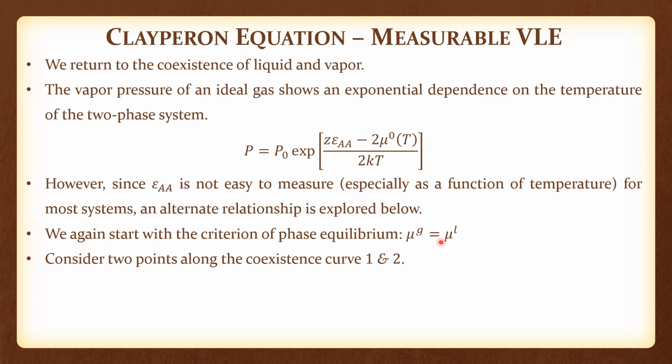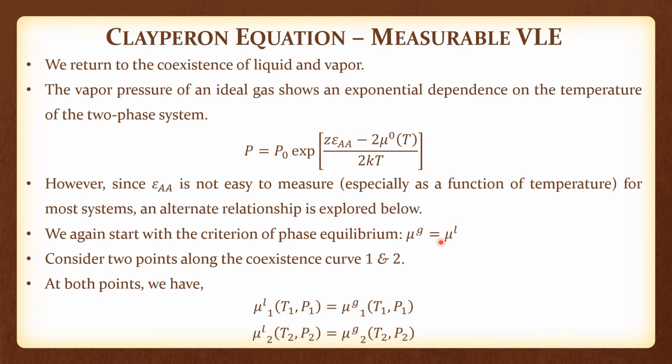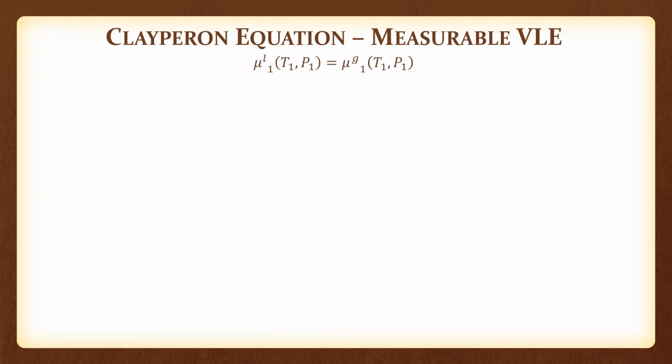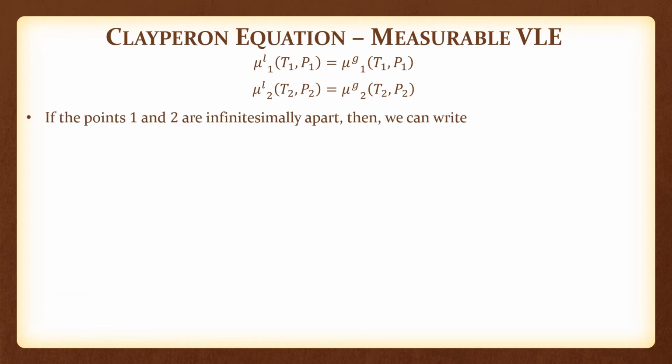Now let us consider the coexistence curve and consider 2 points along the coexistence curve, 1 and 2. At both points we of course have to have mu g equal to mu L. So mu L at point 1, which corresponds to T1 and P1, should be the same as mu g at T1 and P1. Similarly, mu L at T2, P2 would be equal to mu g at T2, P2. So these are the corresponding expressions at both points, which are the criteria for thermodynamic equilibrium.